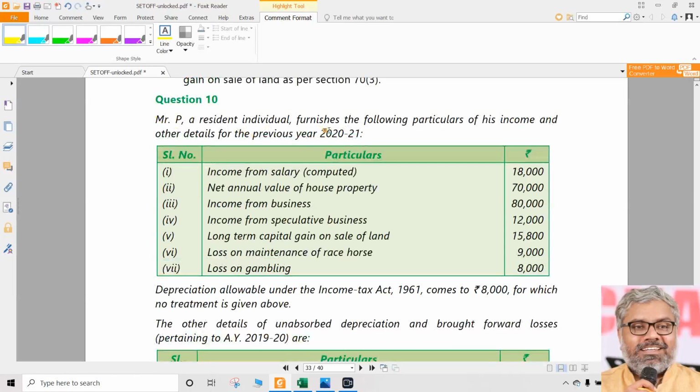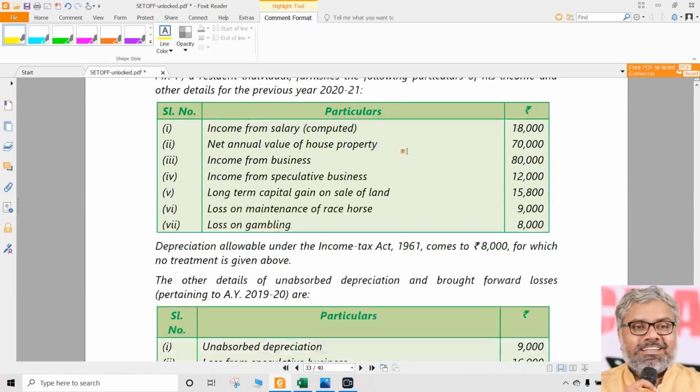Mr. P is a resident individual furnishing the following particulars. Once again, same. Income from salary is already computed, 18,000. Net annual value of house property is given. So, we have to give a deduction under section 24(a), 30%. If you give 30% deduction of 70,000, which is 21,000, automatically only the remaining amount, that is 49,000, is going to be taxable income from house property.